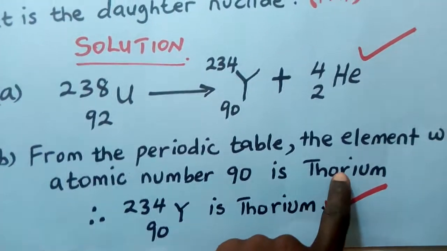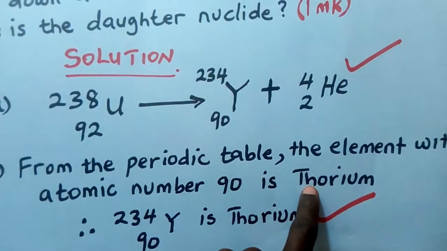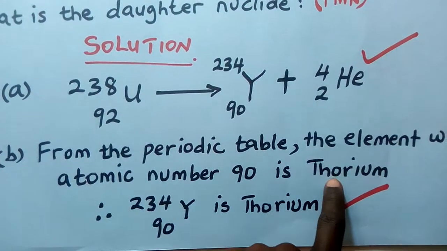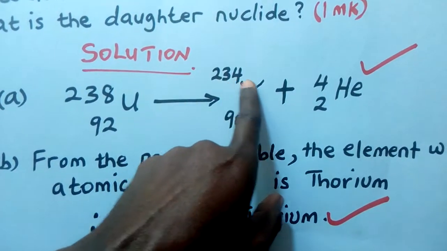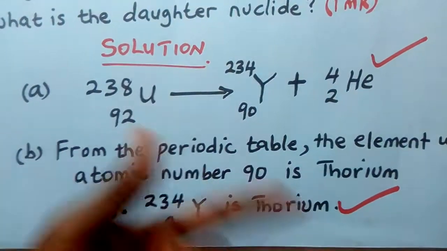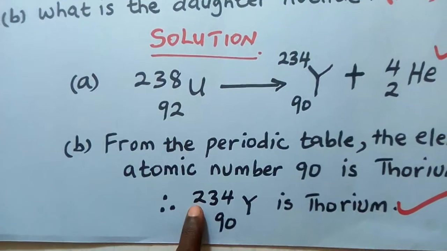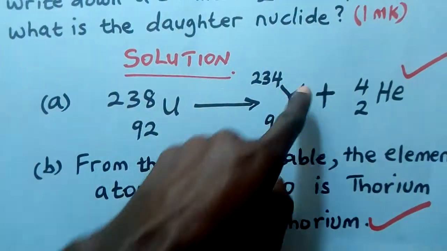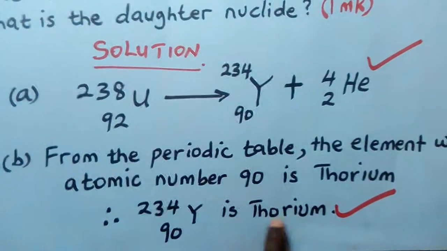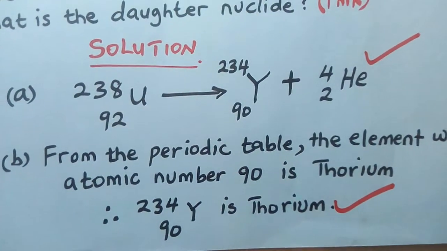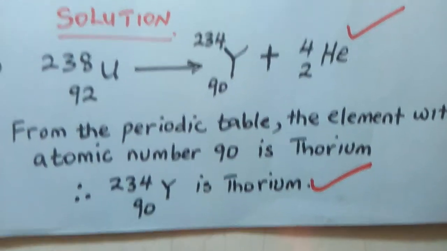So if it is thorium, which symbol do you use for writing thorium? You just write Th. So instead of Y here, you write T and then H. But you can still leave it as 234 90 Y, which is actually this daughter called thorium. So we have answered that question properly, and you get all your marks.